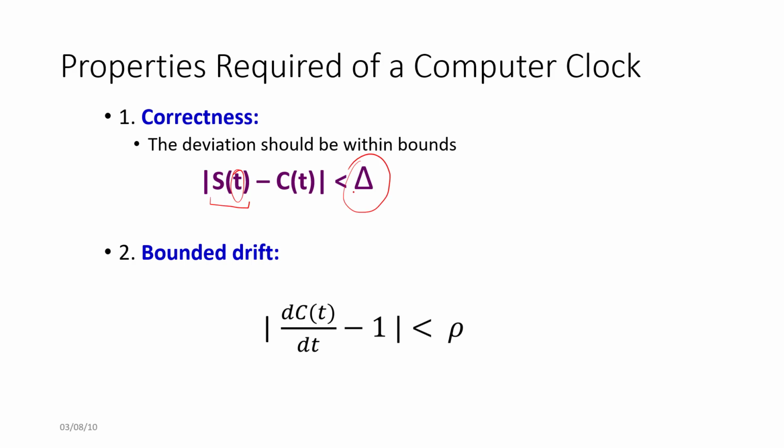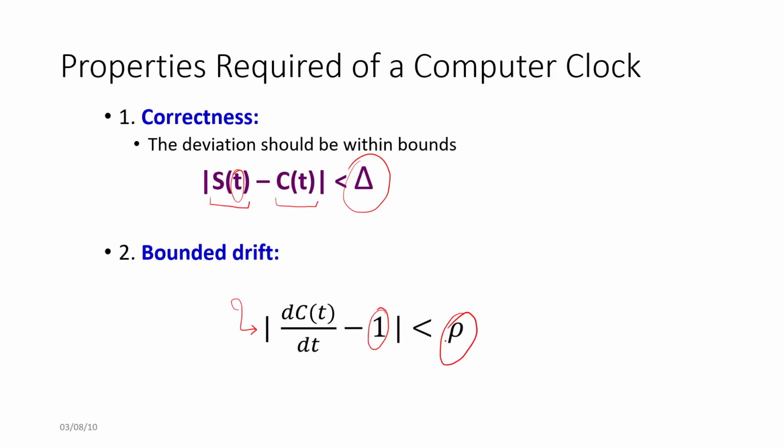And furthermore, for any clock, if I take the derivative with respect to time, that should ideally be equal to 1, in the sense that the clock is capturing wall clock time. But it may not be 1, it may slightly differ from 1. So we take the modulus of the difference, and this difference has to be bounded, so it has to be less than rho.